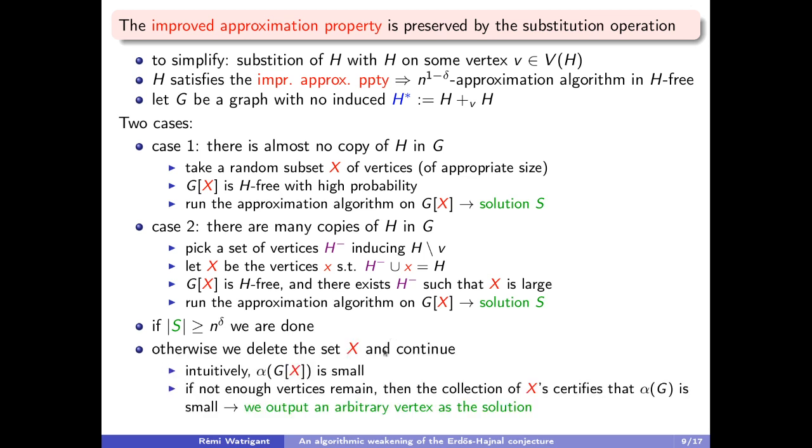Otherwise, we delete the set X and we continue. Same thing as the previous algorithm. And intuitively, the size of the maximum independent set in G of X is small because the solution was not large enough, and the solution is an approximated solution. So we get a set X where alpha is small, and we put it apart, and at the end, if not enough vertices remain, then the collection of X certifies that the alpha of G was small at the beginning. So same idea as the previous algorithm. In that case, we output an arbitrary vertex of the solution.